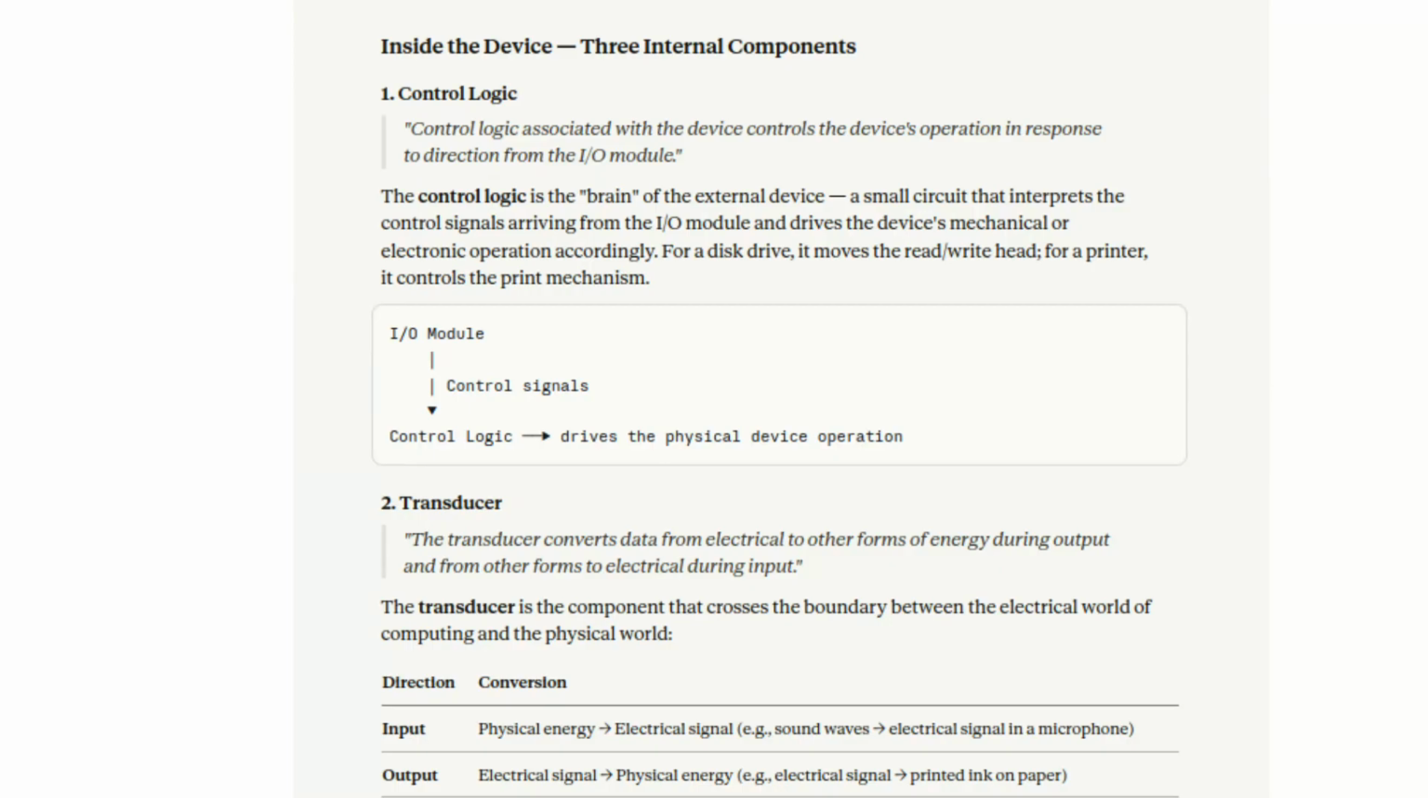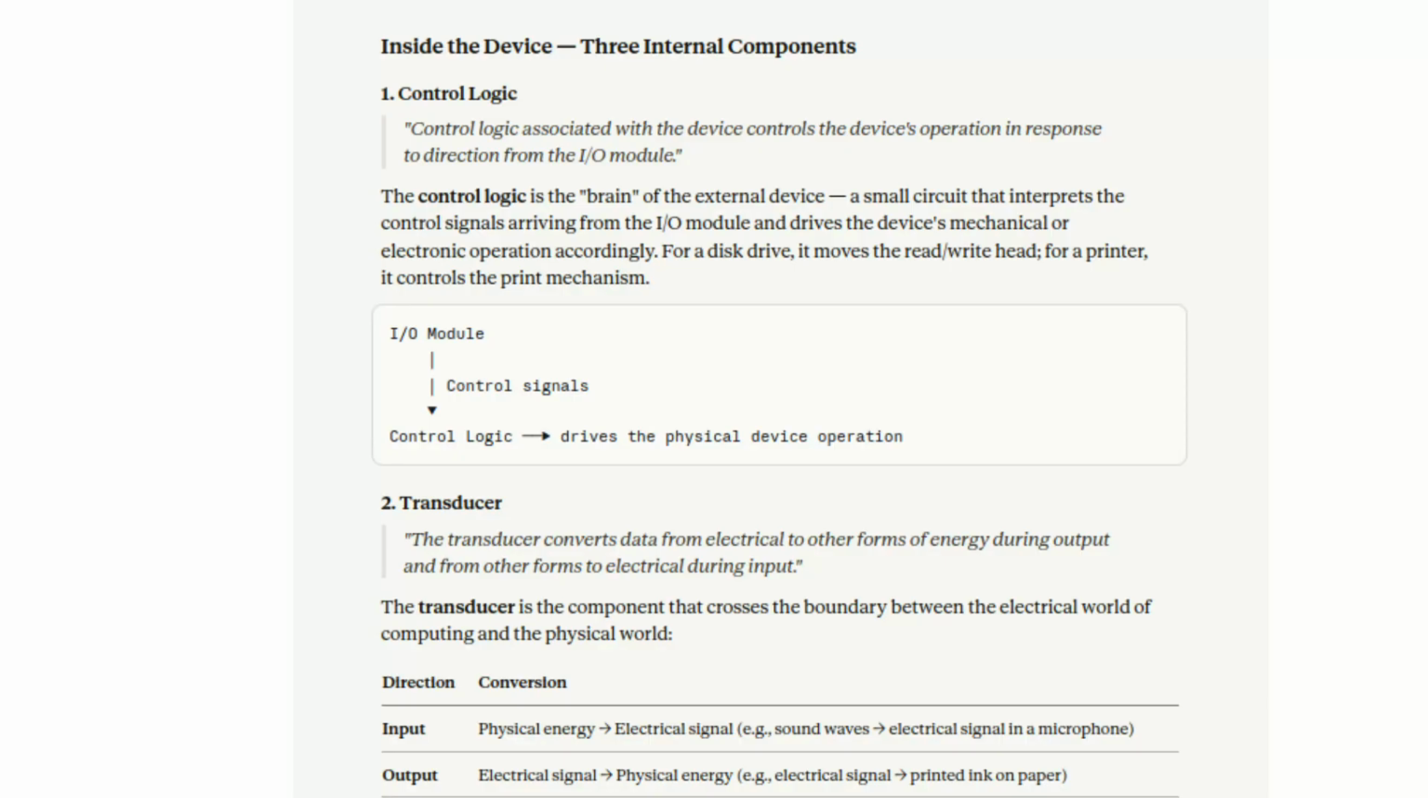Control logic is associated with the device, controlling the device operation in response to the direction from the I/O module. That means there is control logic, which is the brain of the external device. Inside the external device, there is control logic, a small circuit that interprets the control signals arriving from the I/O module. I told you that the I/O module would give some control signals, and those control signals are interpreted by this control logic, which is present in the external device, and it drives the device's mechanical or electronic operation accordingly.